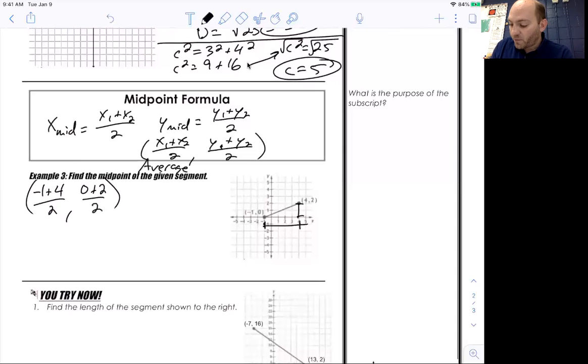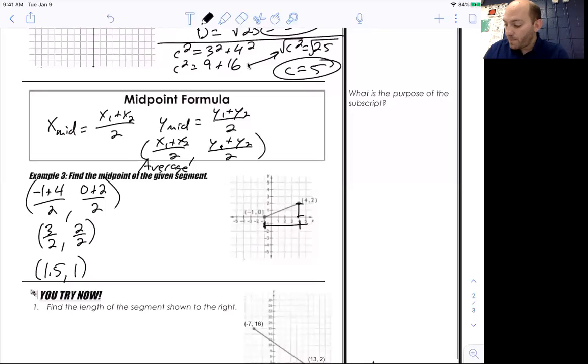All right, -1 plus 4 is 3 over 2. 0 plus 2 is 2 over 2. Okay, and then 3 over 2. If you want, you can leave it as 3 over 2, or you can make it a decimal 1.5 and 1. So according to my calculation here, the exact middle of that diagonal line segment is at the coordinate point 1.5, 1.